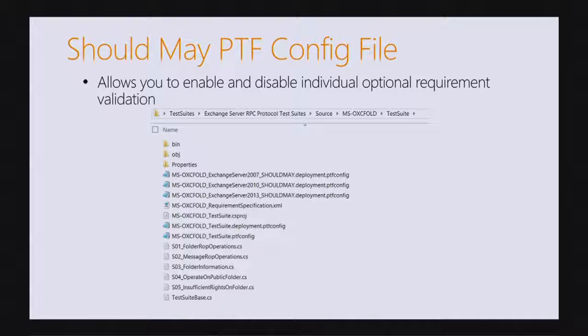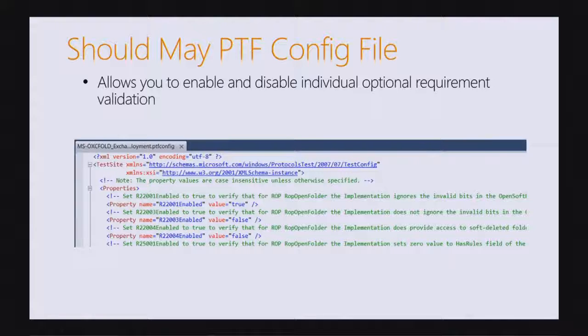This is especially for you guys, the third-party server replacement, because you can then customize what features are enabled in your product. How you do it is we have this departmental PDF config, and you can open it and see which requirements are enabled and which are disabled. Let's say you don't have ROP open folder enabled, then you can turn this requirement to false. Then it will tell the test suite not to do certain operations and not to do certain tests and validate the response, stuff like that.